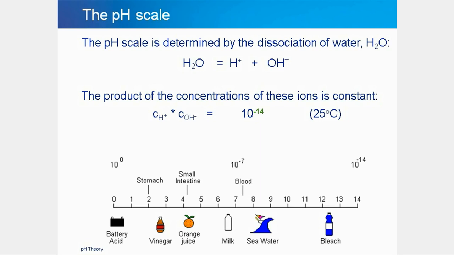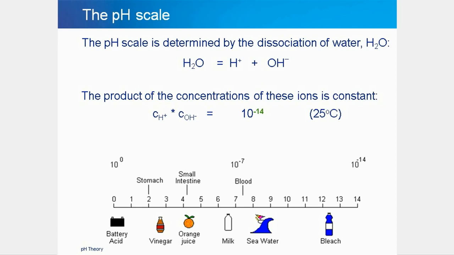In water of 25 degrees Celsius, the concentration of hydrogen and hydroxide ions are related in such a way that the product of the two is always 10 to the power of minus 14. This relationship between the hydrogen and hydroxide ion concentration is shown by the second equation on the slide. Because of this relationship, we can find out the concentration of one if we know the concentration of the other, if we measure at 25 degrees Celsius.